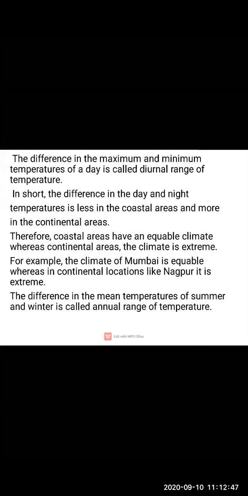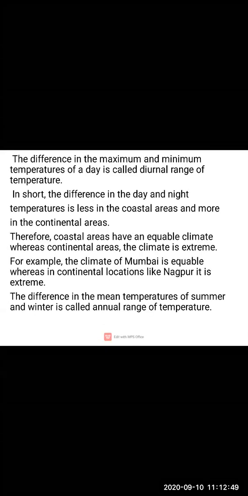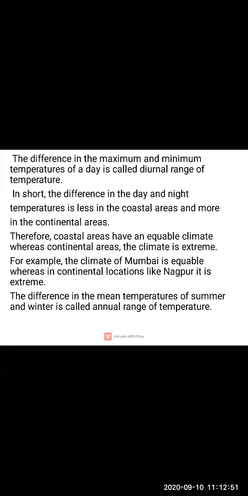Now moving ahead, children, the difference in the maximum and minimum temperatures of a day is called the diurnal range of temperature. What is it called, children? The difference in the maximum and minimum temperatures of a day is called what? Diurnal range of temperature. Diurnal, because we are considering only one day.